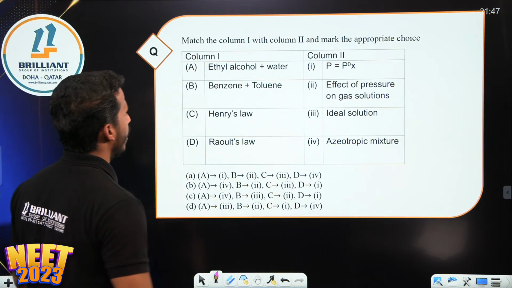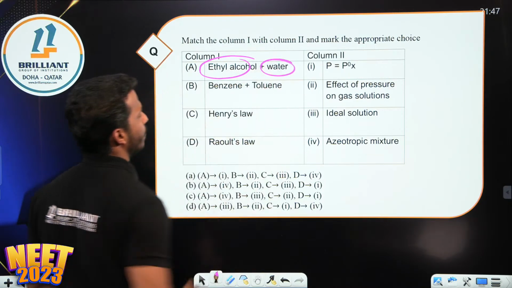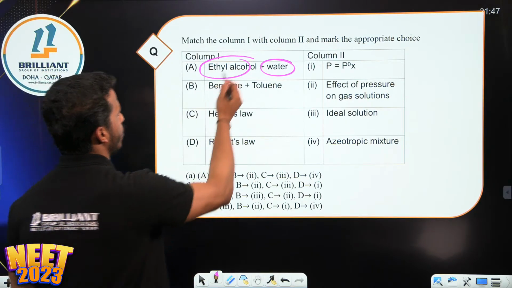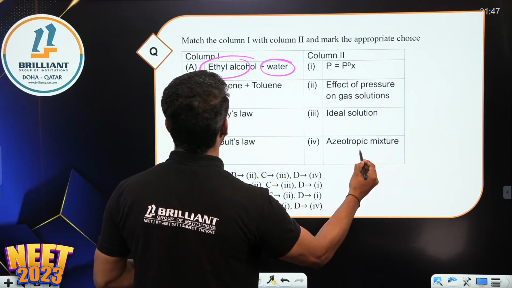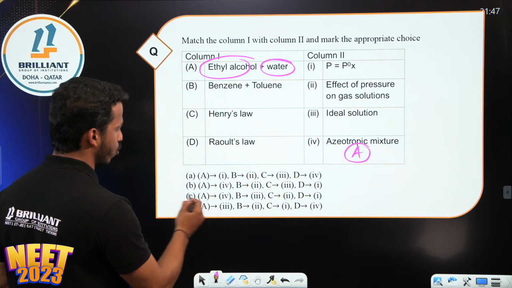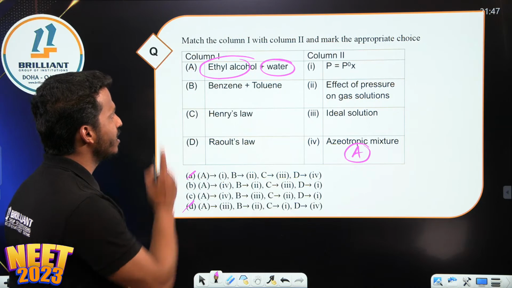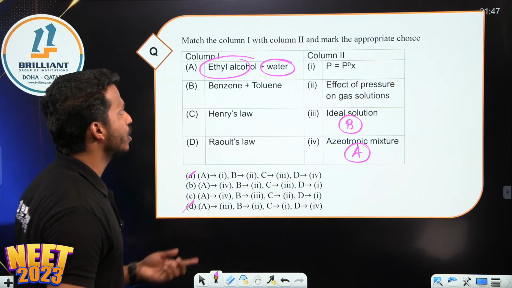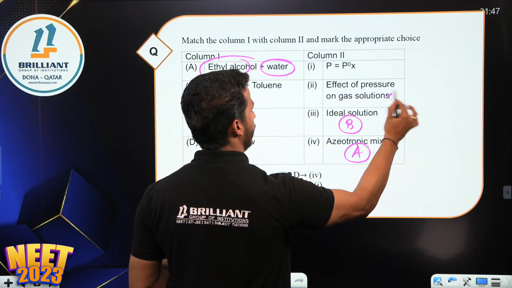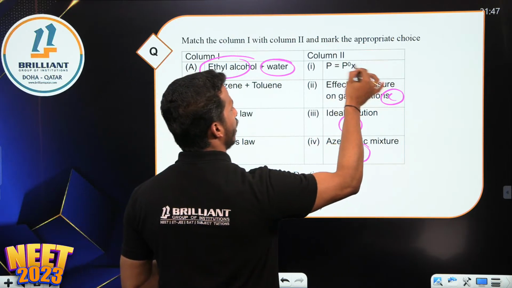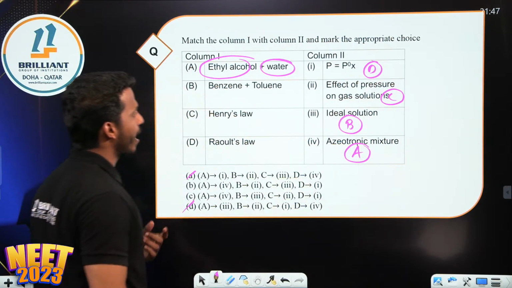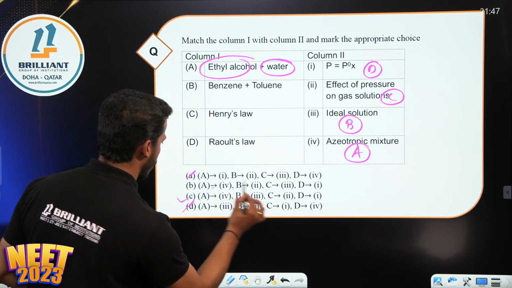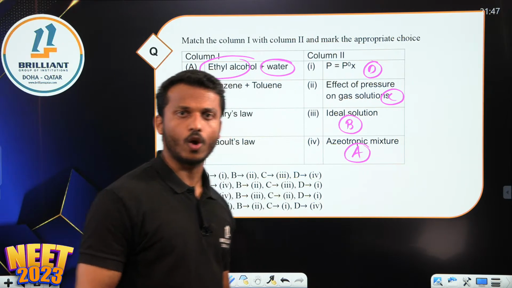Option C. Okay, dear all, ethyl alcohol and water is a positive deviation, that means azeotropic mixture. So A is the fourth one. Benzene and toluene is an ideal solution, that is B. And Henry's law, effect of pressure on gas, is C. And Raoult's law, P equal to P naught into chi, is D. So A matches with 4, B matches with the third one. Which option? Option C is the correct answer, right?